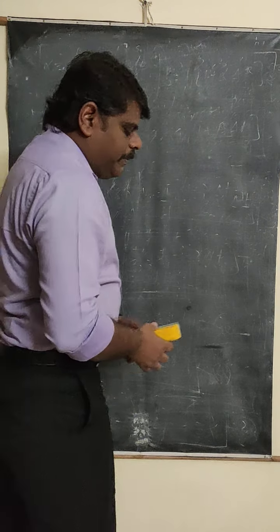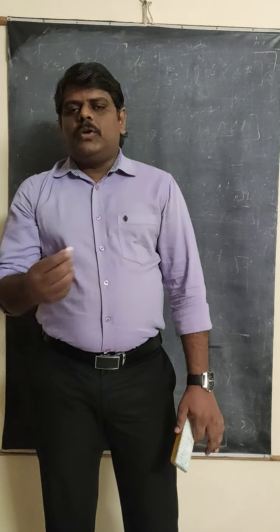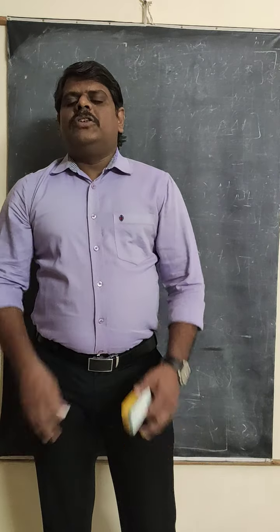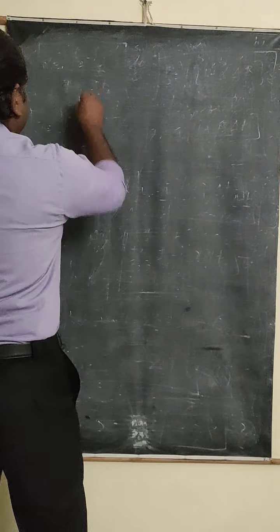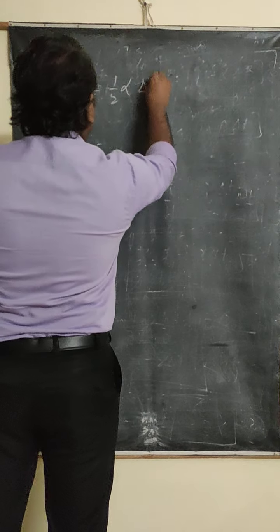For the pendulum clocks, when the temperature increases, what happens? The clock will lose time. When the temperature decreases, the clock will gain time. So to find the loss or gain of time, there is a direct formula: delta T is equal to half into alpha into delta t.